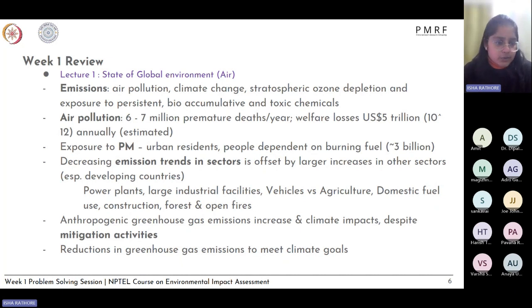Then we looked at anthropogenic, or human, activities which lead to an increase in greenhouse gas emissions, as well as their climate impacts, despite several mitigation activities being undertaken. Then we also looked at reducing greenhouse gas emissions to meet climate goals. So this is just a highlight of what was discussed.